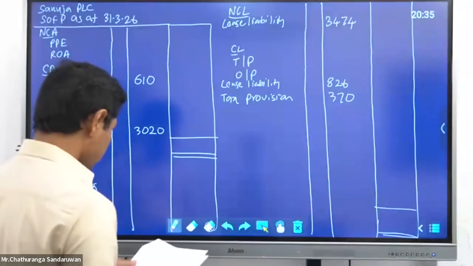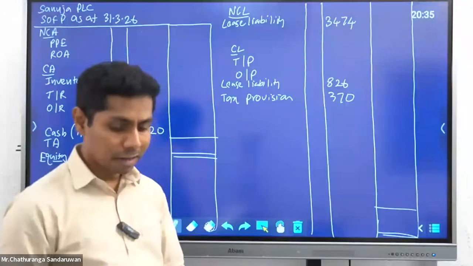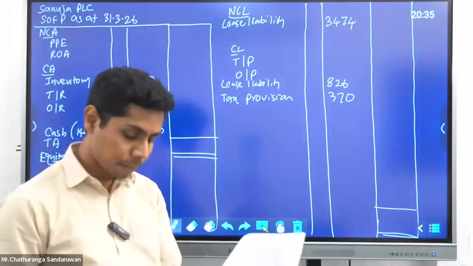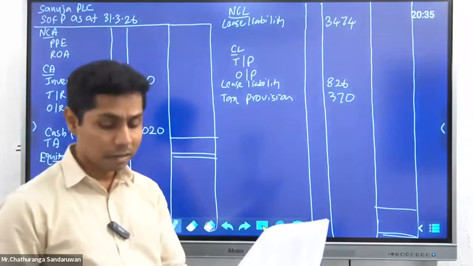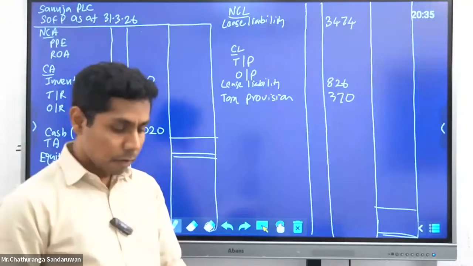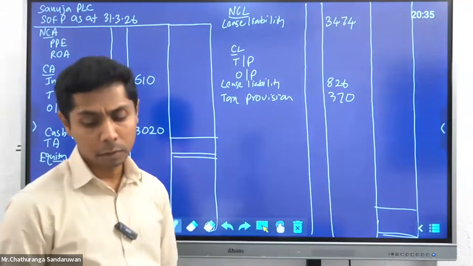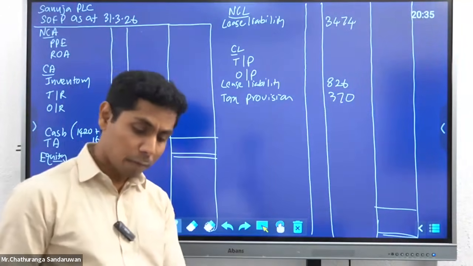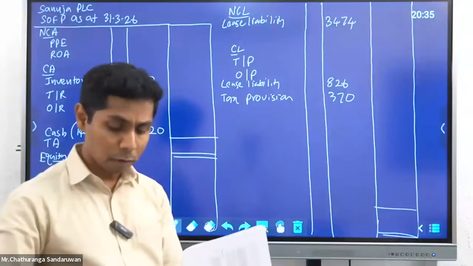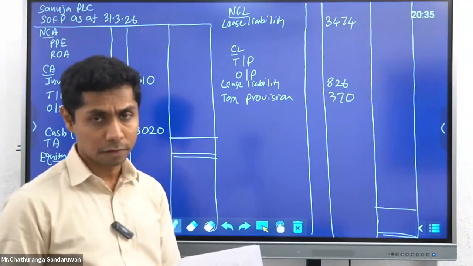All right. Number 6. The provision shown in the trial balance relates to a legal case filed against the company by an employee. If you look at the provision for employee compensation, you can see 400 as per trial balance. Okay. But they say on 30th May 2025, the court ordered the company to pay 450,000 as compensation. Now they had provided 400, but the court has ordered the company to pay 450. 50 excess, right? 50 more than the provision.